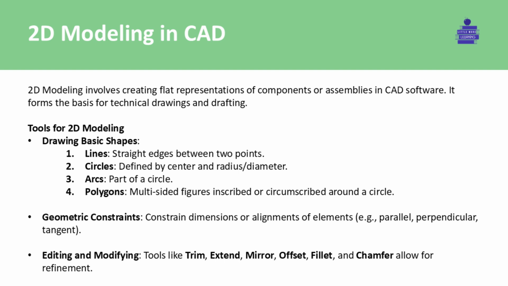It's like having invisible rules that say these lines must stay parallel or this circle must remain tangent to this line. The editing and modifying tools we discussed earlier become our digital sculpting tools, allowing us to trim excess material, extend lines to meet perfectly, create mirror images for symmetrical parts, and add those important fillets and chamfers that give our design its final polish.